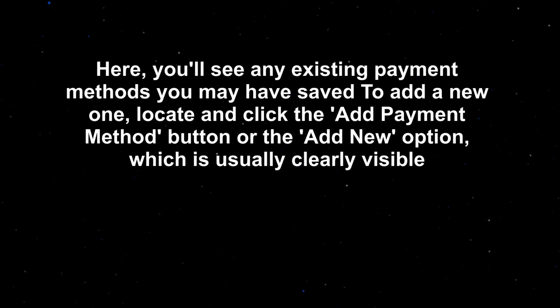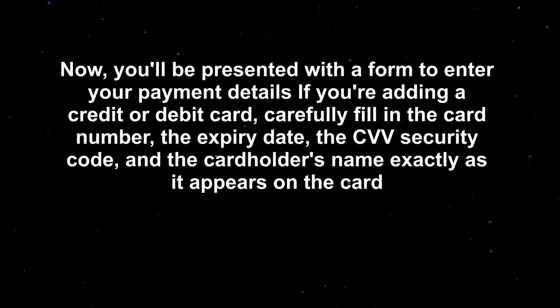Here, you'll see any existing payment methods you may have saved. To add a new one, locate and click the Add Payment Method button or the Add New option, which is usually clearly visible. Now, you'll be presented with a form to enter your payment details.